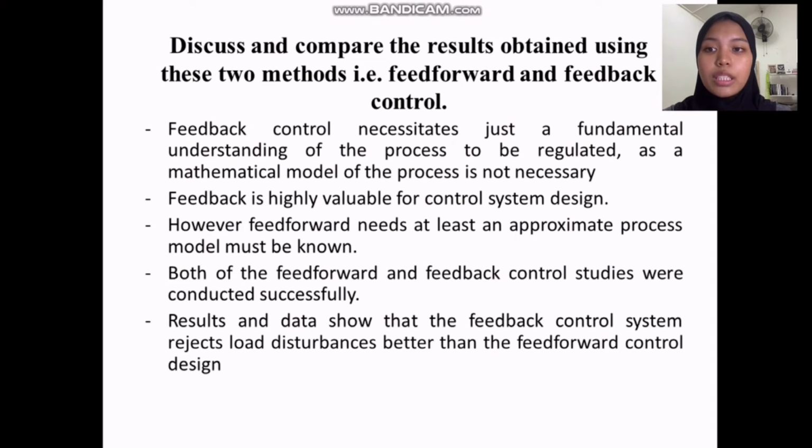Both of the feed-forward and feedback control studies were conducted successfully. By the results and the signal of both transfer functions, it shows that the feedback control system rejects load disturbance better than the feed-forward control design.